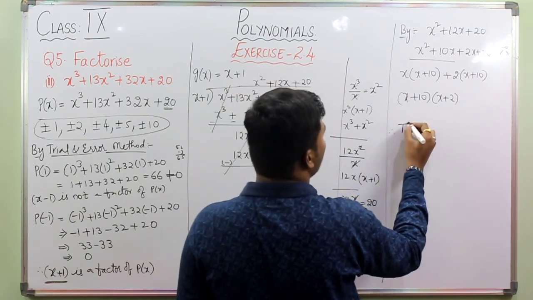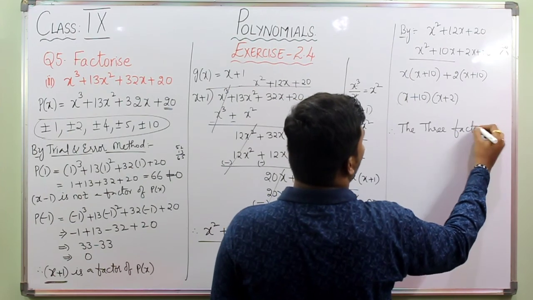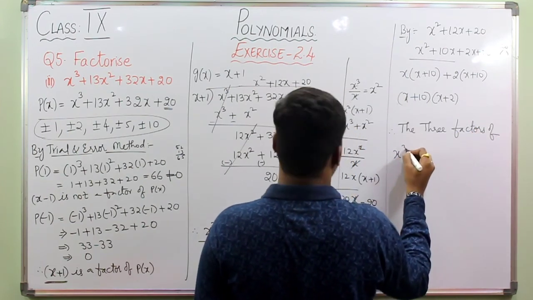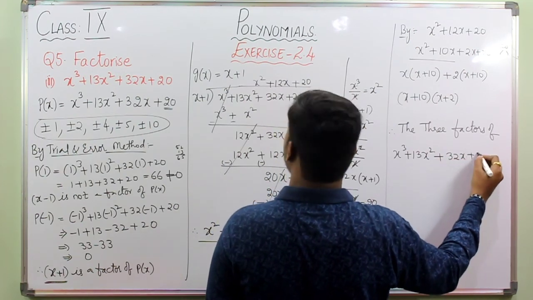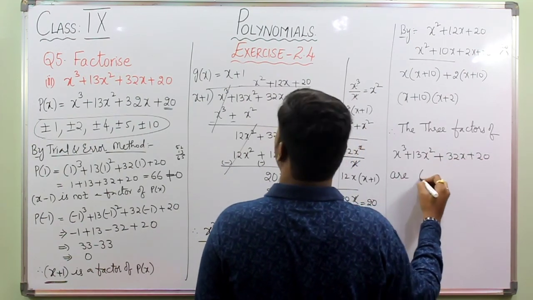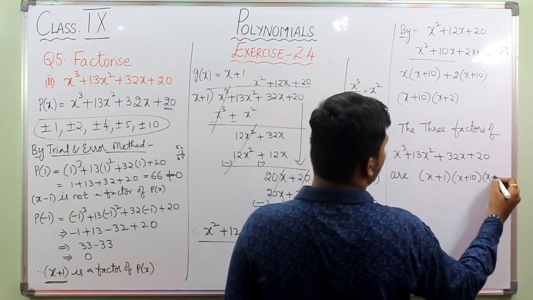So therefore the 3 factors of x cube plus 13x square plus 32x plus 20 are x plus 1 into x plus 10 into x plus 2.